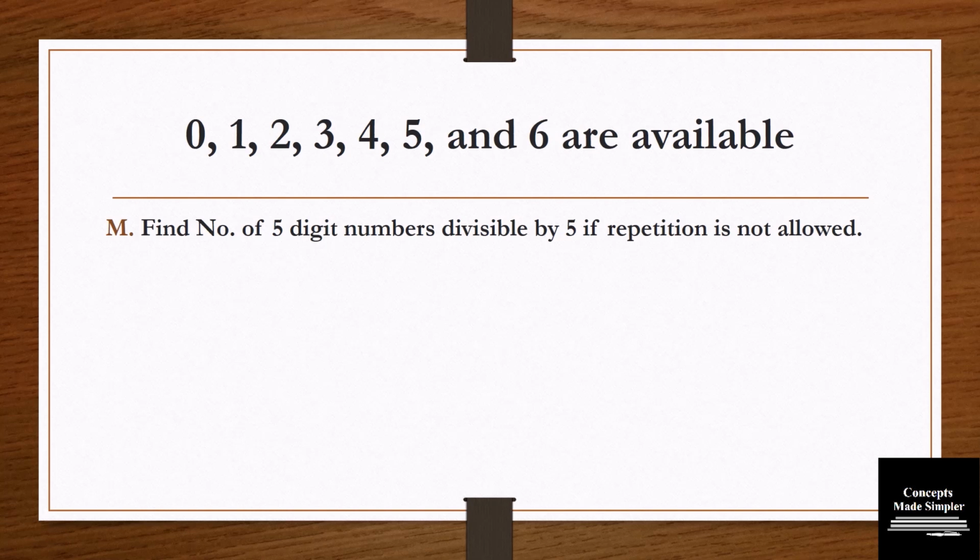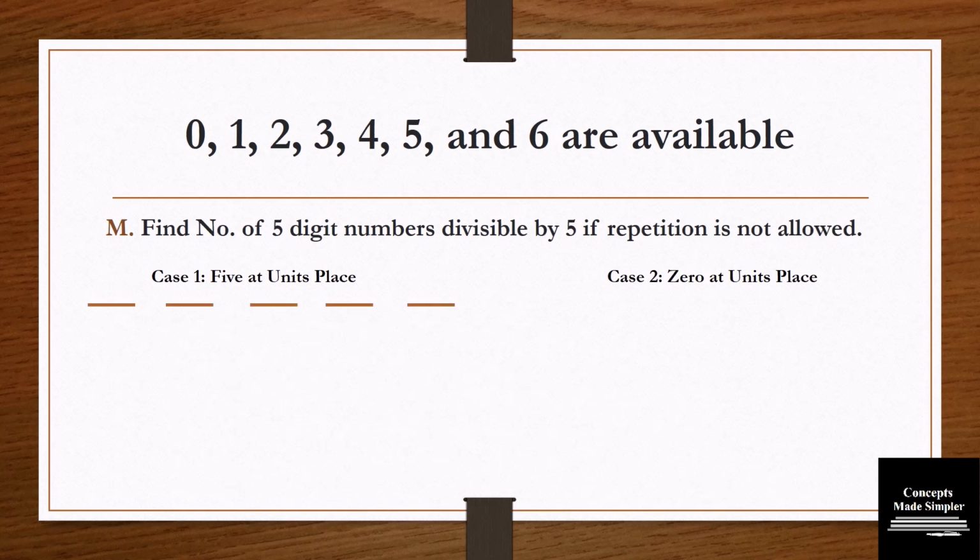The solution to this problem is, for a number to be divisible by 5, the units place can be occupied by either 5 or by 0. So let's make two cases. The first case being 5 at the units place and the second case 0 at the units place. So for the first case, the units place can be occupied by only 5. So the number of ways is 1.